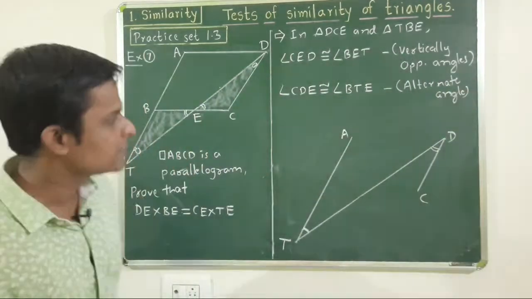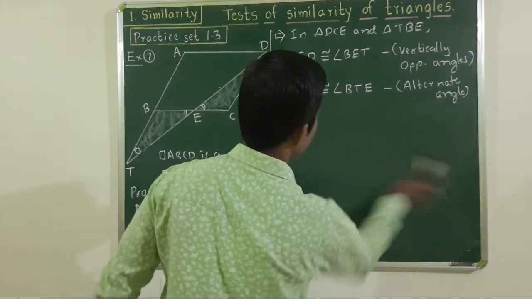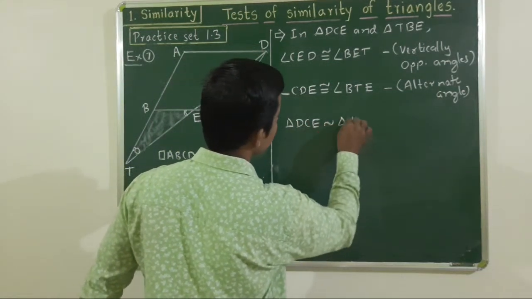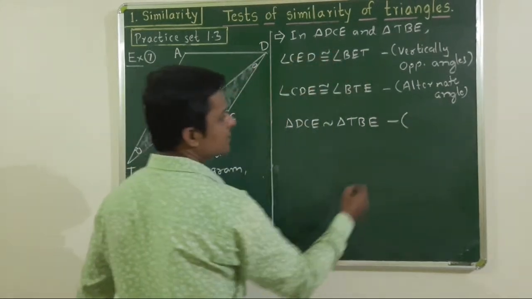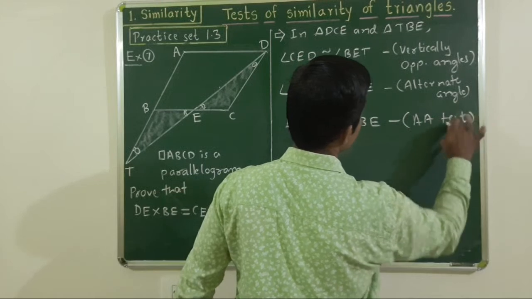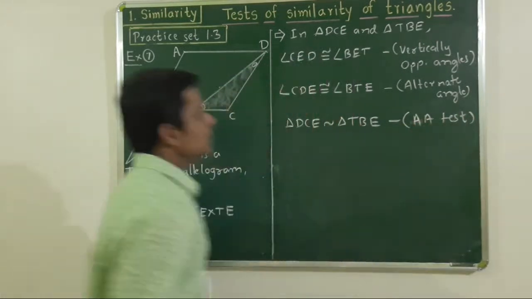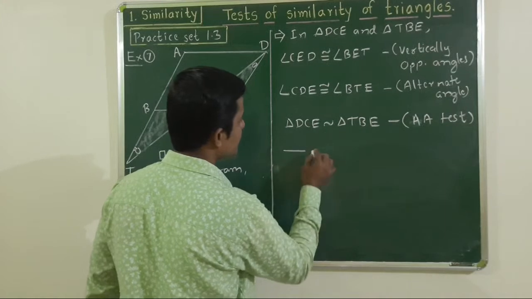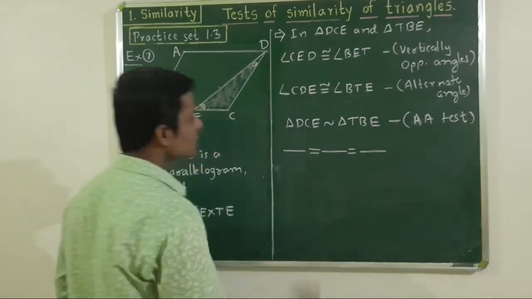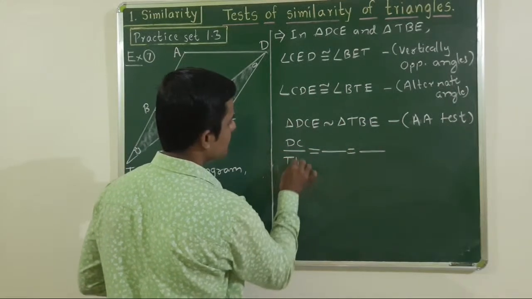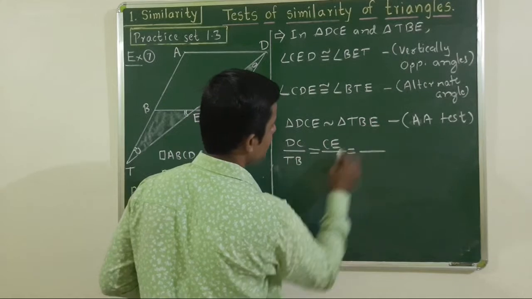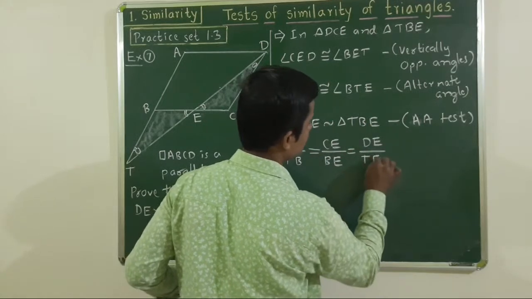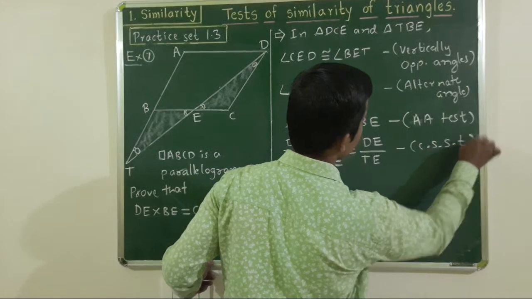Now here we got two pairs of angles as congruent, therefore triangles are similar by AA test. Hence triangle DCE is similar to triangle TBE by AA test. Now since these two triangles are similar, therefore their corresponding sides are in proportion. By using these names I can write corresponding sides in proportion, that is DC upon TB is equal to CE upon BE is equal to DE upon TE. Reason will be corresponding sides of similar triangles.